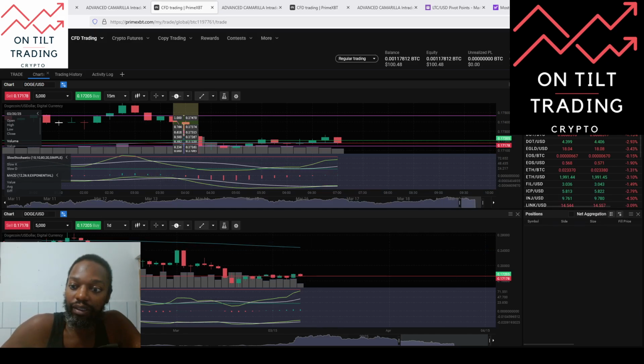We can see here on the daily chart, we're well below this 200 EMA. On the daily, we're headed towards overbought conditions. There's increasing buyer momentum with the MACD above the average.